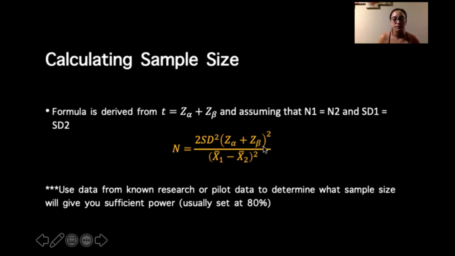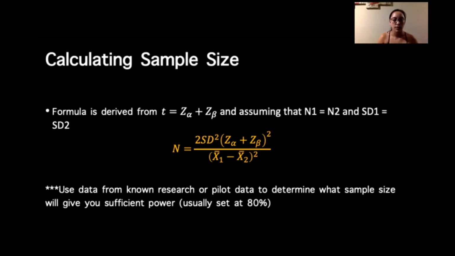Usually alpha is going to be set prior to, so if we have an alpha of 0.05, our z-score would be 1.96. For 80%, I want to say it's like 0.85 or 0.84. But again, we figure out what's the power probability that we want, and then we find what z-score is associated with that.